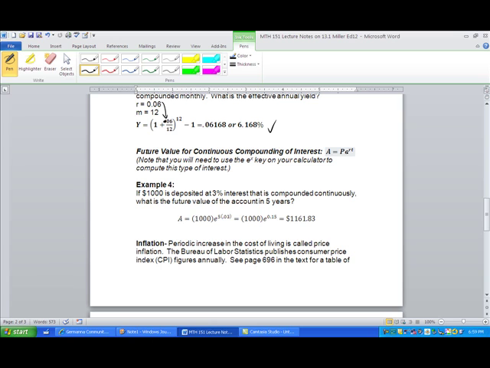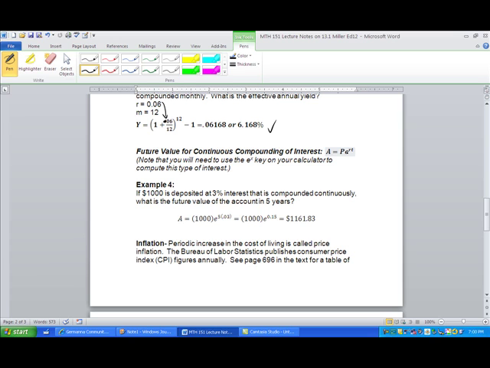Okay, I didn't close my parentheses, so make sure you close your parentheses. E to the 0.15, close my parentheses to indicate the exponent is finished, times $1,000. And so I get $1,161.83. Okay, so I'm not sure that many of those will crop up, but in case you see one, I just wanted you to know that it's not that complicated.